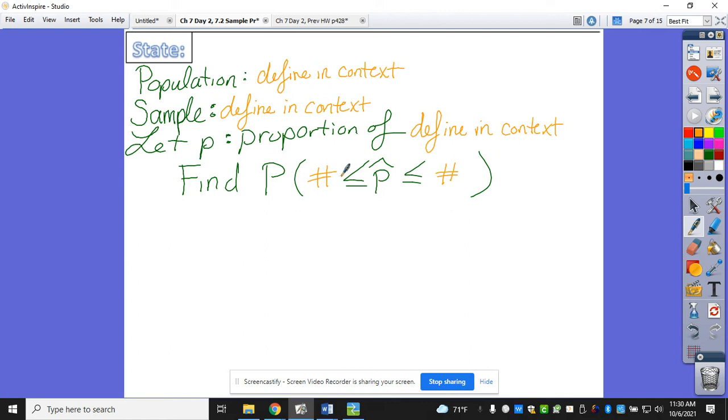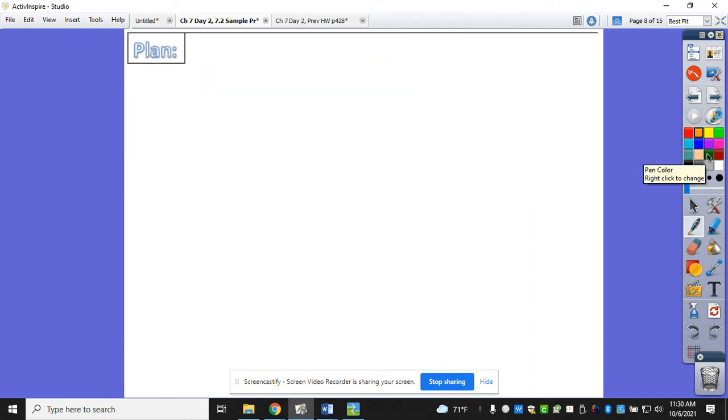So state is stating the different things about the problem. Plan is checking any conditions or requirements that have to be met. What's the first condition or requirement that we said we had to check in that problem on the left side of the notes we were just doing? The 10% condition.